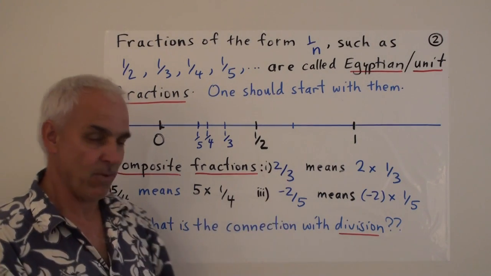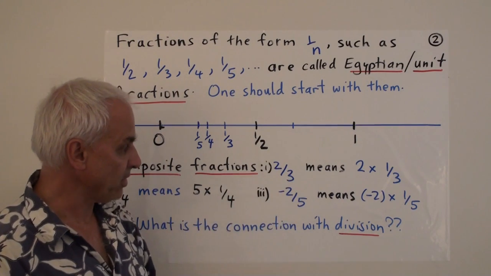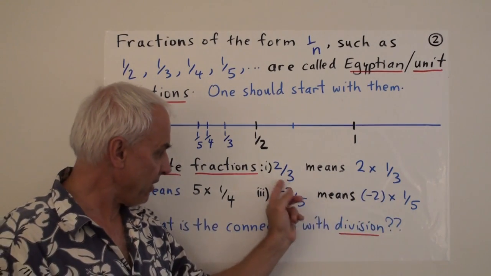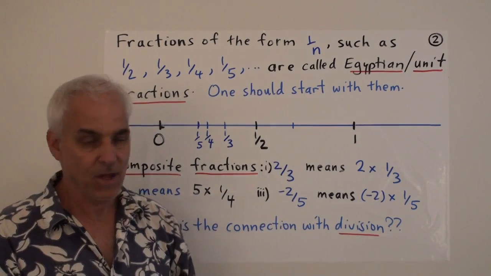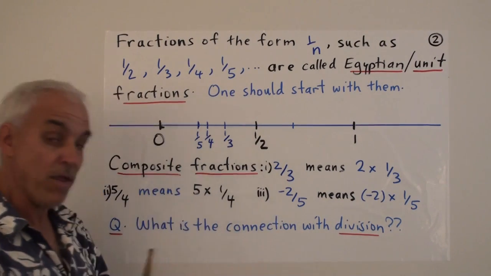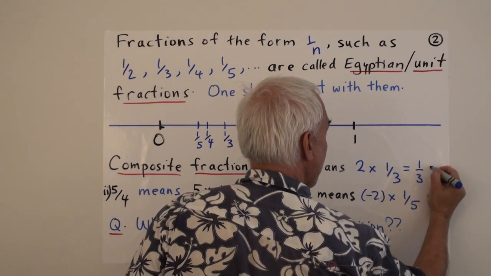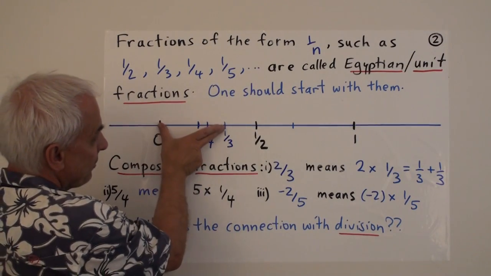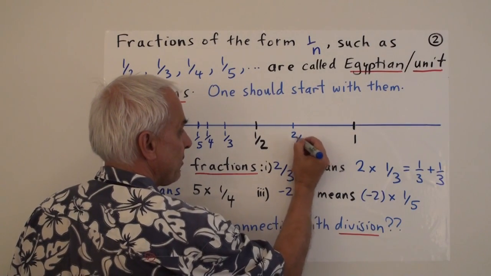So 2/3, what does that mean? Well, we're going to think about 2/3 to mean 2 times 1/3. So we're going to think about this thing in terms of the unit fractions that we've just been talking about. So 2/3 means 2 copies of 1/3, in other words, 1/3 plus 1/3. So there's 1/3, and another copy of 1/3 there would make this 2/3.